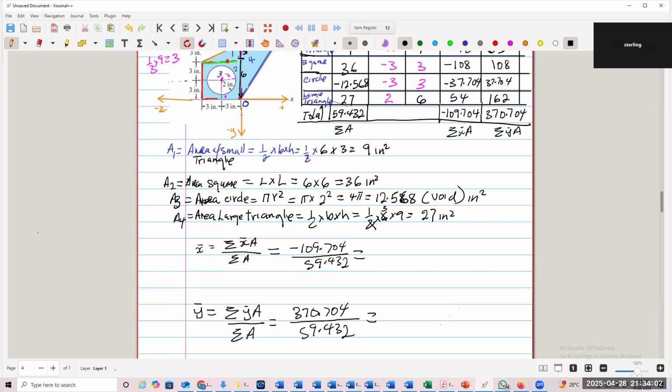Any answer for the first one? What's the answer? I get negative 1.845. Negative 1.845, and that is inches. And what's the next one now? Sorry, we're not on that one, David. All right, proceed.